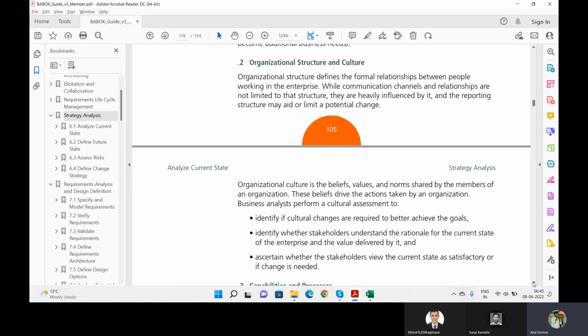There's a word called change management. Or if I put one more word on top, that is called OCM, organizational change management. It means my organization is going to implement a new change and wants people to accept it. But to do that, I have to understand the structure and the culture. Kyunki ye do parameters pe bahut cheeze change ho jati hain.